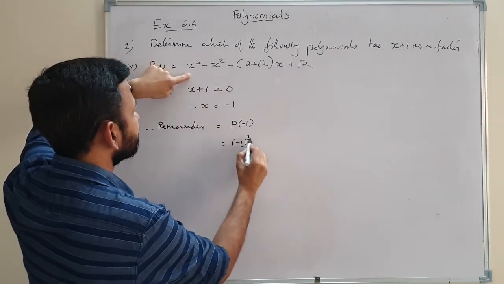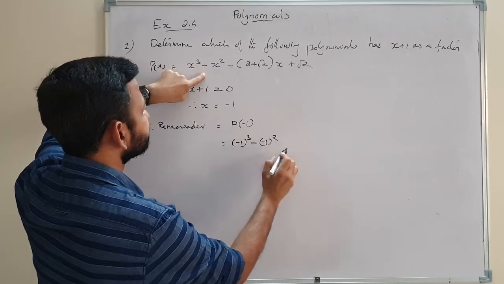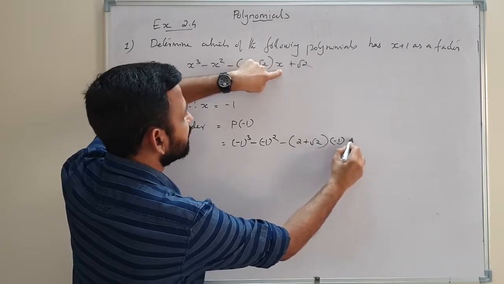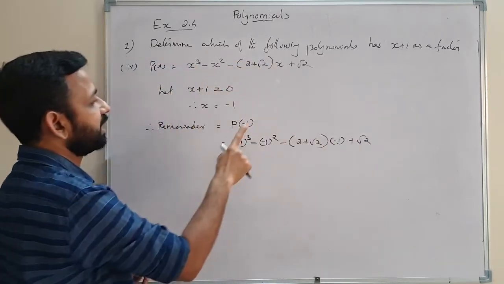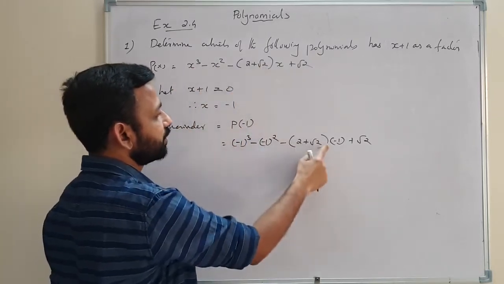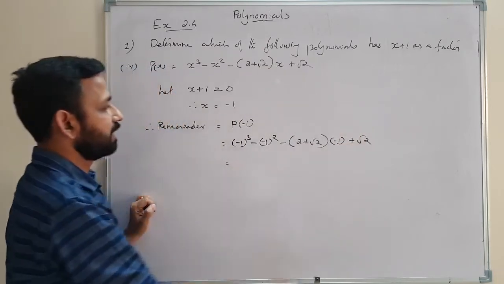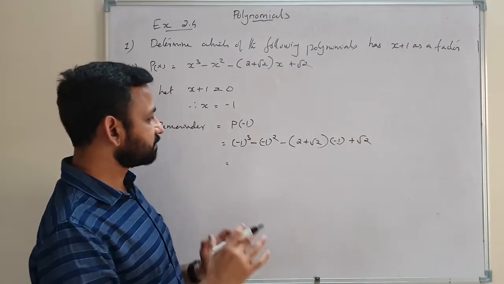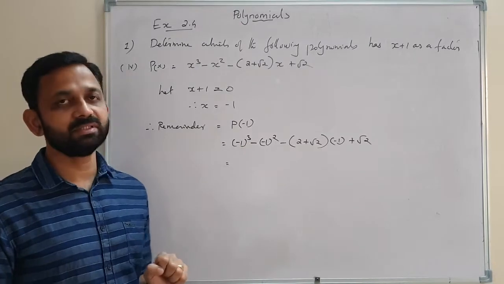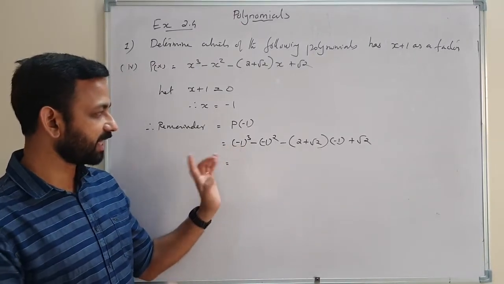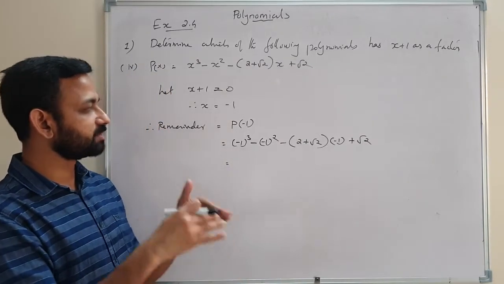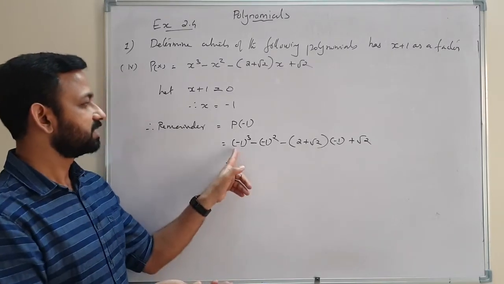So just replace x by minus 1. Minus 1 raised to the power 3, minus 1 square, minus of 2 plus root 2 into, in the place of x we will write minus 1, plus root 2. Then minus 1 raised to the power 3. Minus 1 raised to an odd number is minus 1, and minus 1 raised to an even number is plus 1. Because when we multiply minus 1 three times, it will be negative. When we multiply minus 1 two times or 4 times or 6 times, etc., even times, it will be positive.